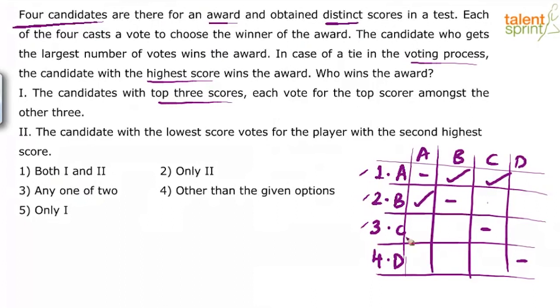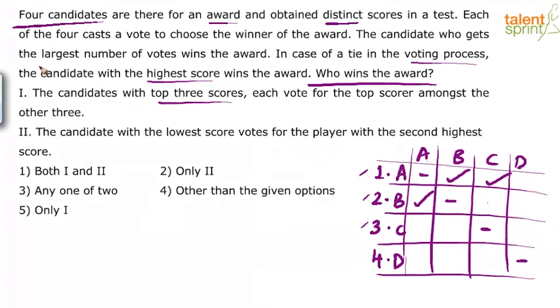Now, can we decide the winner from statement 1 is the question. Because the question is who wins the award. Are we in a position to decide who will win the award from the data given in statement 1? Is the data given in statement 1 sufficient? Well, the data given in statement 1 talks only about A, B, and C. We have no clue about what D would do. D's vote will go to whom is not known to us.